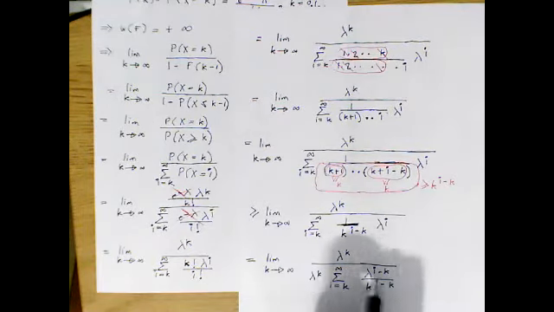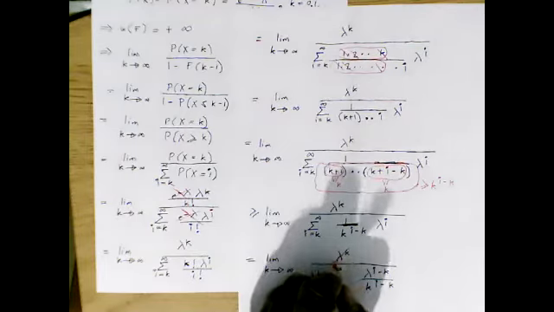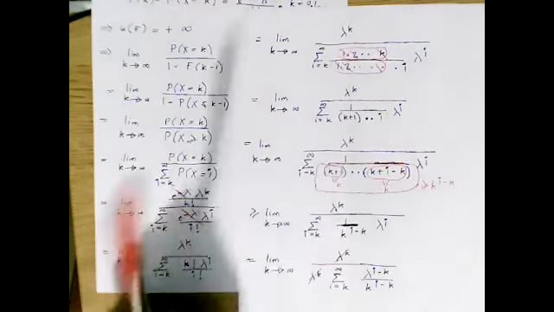All right. So what I've done here is to pull out the constant lambda to the power k outside the sum, right? So you see that these two guys do cancel out, right?